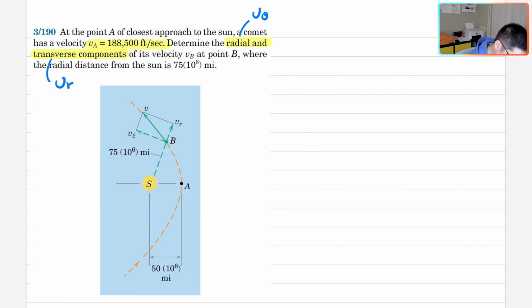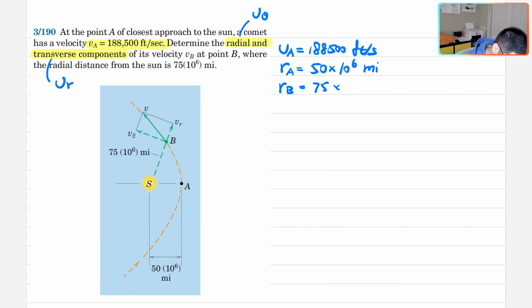So we're given VA, in feet per second. We're given RA, 50 times 10 to the 6 miles, and RB, 75 times 10 to the 6 miles, on the diagram, which is right here. This is our RA, and this is our RB, the distance. When we're calculating the angular momentum, we'll need the distance, the moment arm.